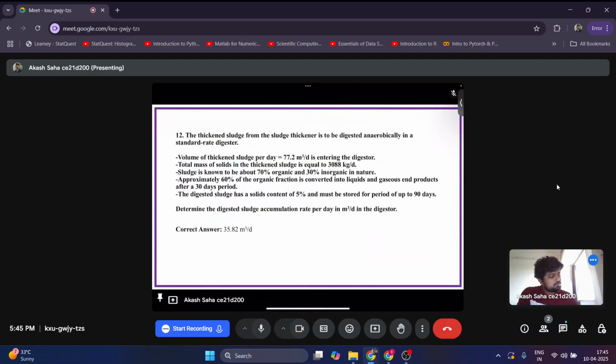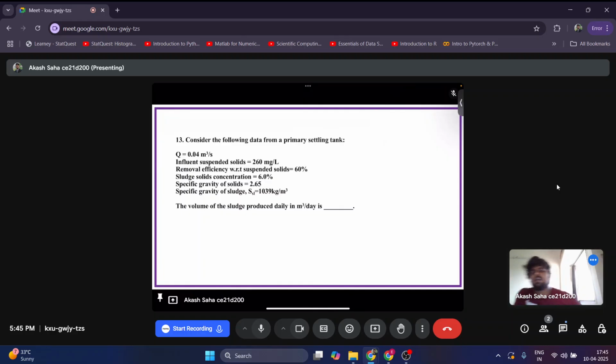The next problem says: consider the following data from a primary settling tank. The discharge is 0.04 meter cube per second. Influent suspended solids are around 260 milligram per liter. The removal efficiency with respect to the suspended solids is around 60%. Sludge solids concentration is 6%, specific gravity 2.65, and the density of sludge is also given. You have to find out the volume of sludge produced per day.